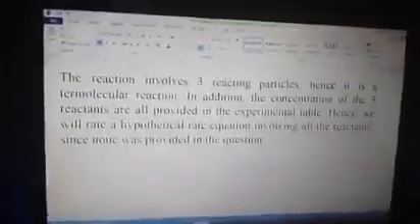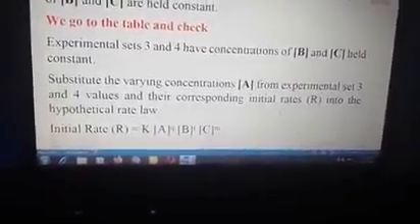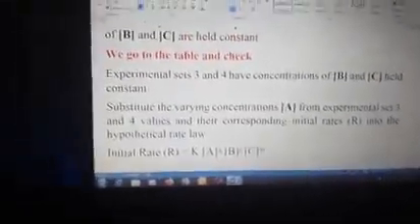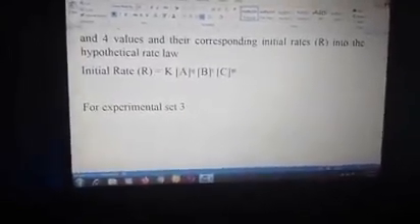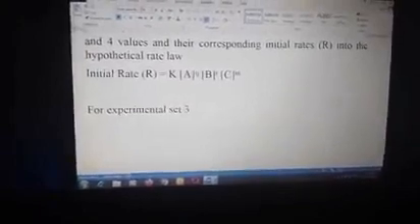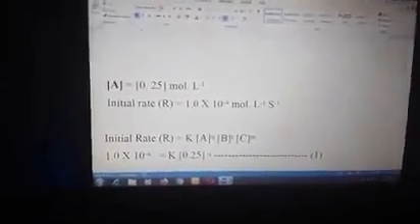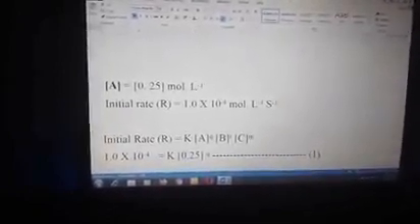So we'll go back to where we are. Here we substitute the varying concentration of A from experiments 3 and 4 and their corresponding initial rates R into the hypothetical rate law. The rate law is given as R equals K, A raised to power Q, B raised to power R, and C raised to power M. So we use experiment 3. The A concentration is 0.25 mole per liter. The initial rate is 1.0 times 10 power minus 4. This is the value for experiment 3.